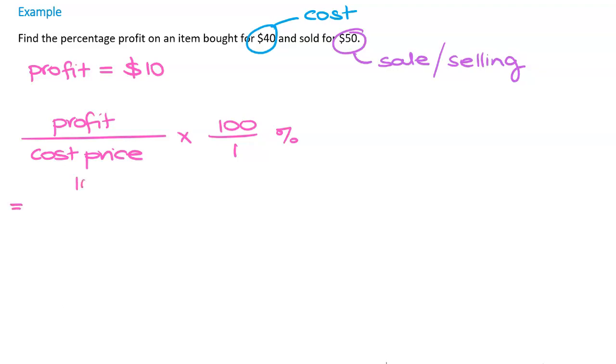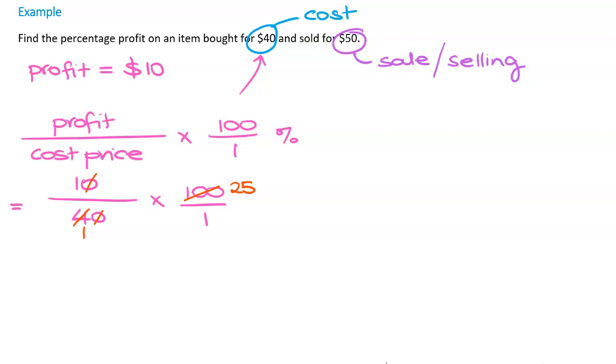Our profit was $10. Our cost price was this $40 here, and we're going to multiply it by 100 over 1. I like to put my percentage sign at the end of the calculation, but you're welcome to put it here if you like. We're going to start bow tying what we've got here, so we can divide the top and bottom of this first fraction by 10. So that effectively cancels off these two zeros. I know 4 goes into 4 once, and it goes into 100 25 times.